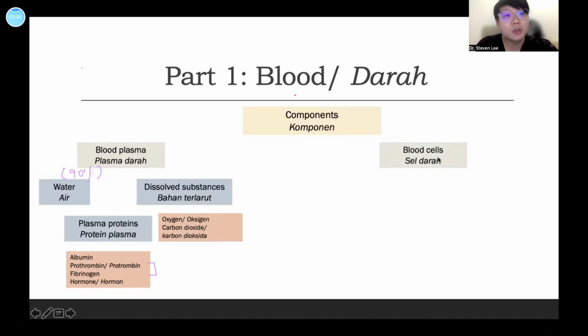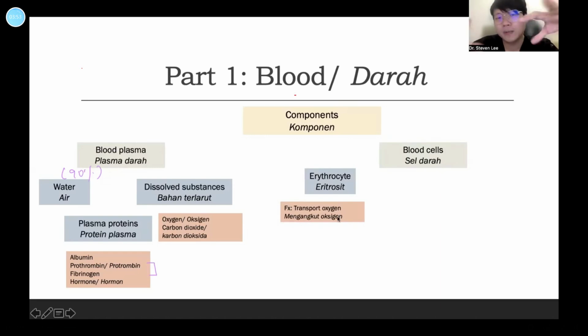So for the blood cells, you need to know that we have 3 types of blood cells. We have the erythrocyte, ataupun kita panggil sebagai sel darah merah. We have the white blood cell and platelet. If we talk about the erythrocyte, of course its function, we have talked about it many times, especially in the previous chapter, chapter 8. Dia punya fungsi adalah untuk mengangkut oksigen. So all these things I don't have to go into details about. You sudah tahu punya. I don't have to waste my time or your time to go through it again.